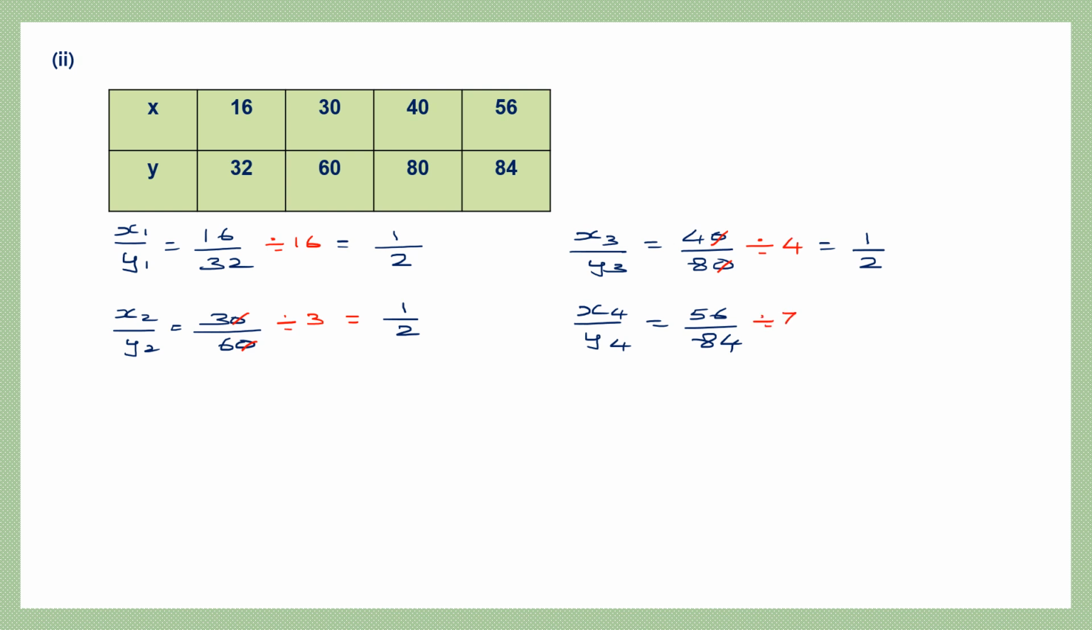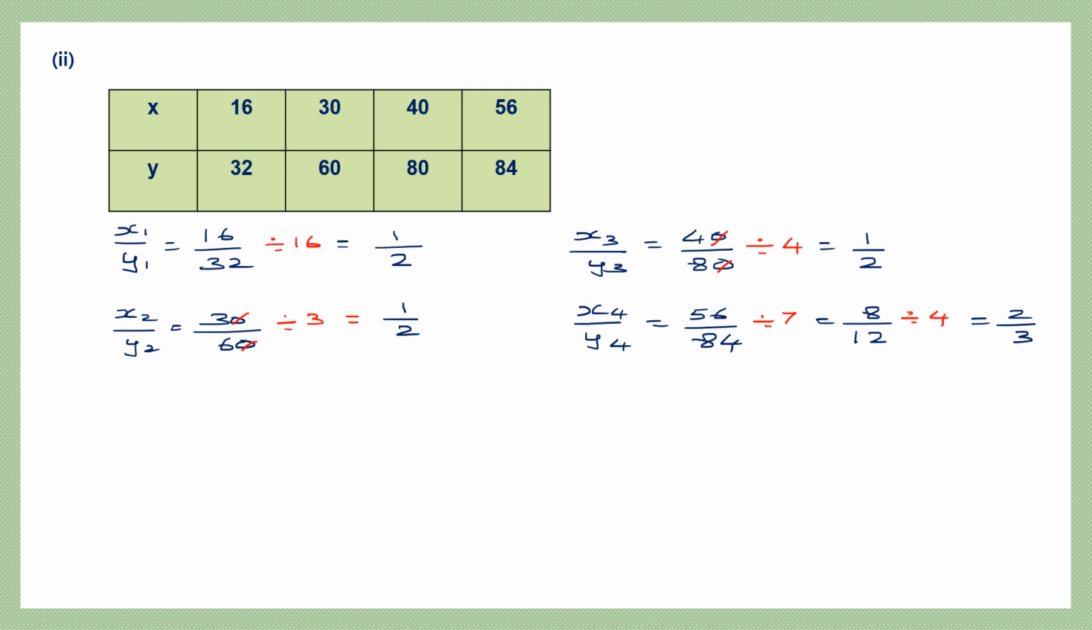So when we divide by 7, we get 7 eights are 56 and 7 twelves are 84. Now we can divide both by 4. So divide both by 4 and see what you get. 4 twos are 8, 4 threes are 12.